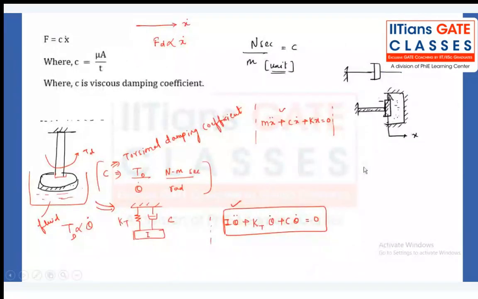Whatever value we are adding as C, that is mu into A by T, we call the viscous damping coefficient or viscous damping constant.